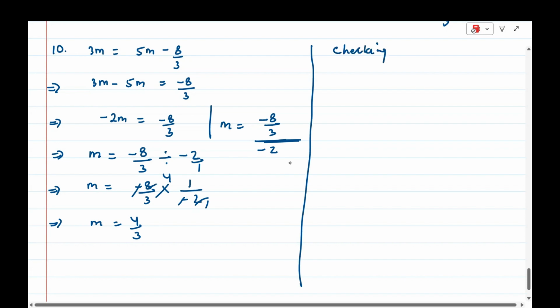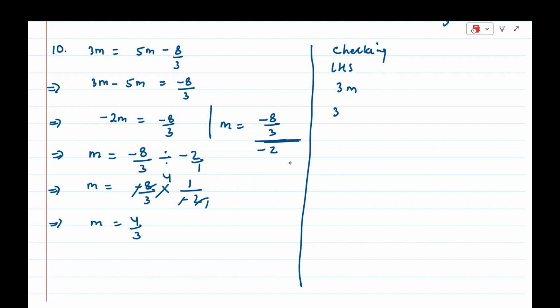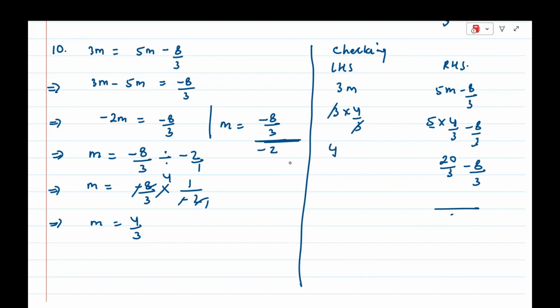For checking, I need to check first the left hand side, which is 3m. Substitute the value and it is 4. Right hand side term is 5m minus 8 by 3. Substituting the value, 5 4s are 20 by 3 minus 8 by 3. As the denominator is already equal, life is easy. So 20 minus 8 is 12 by 3. Do the cutting and the answer is 4. Left hand side and right hand side are equal, which means our answer was correct.